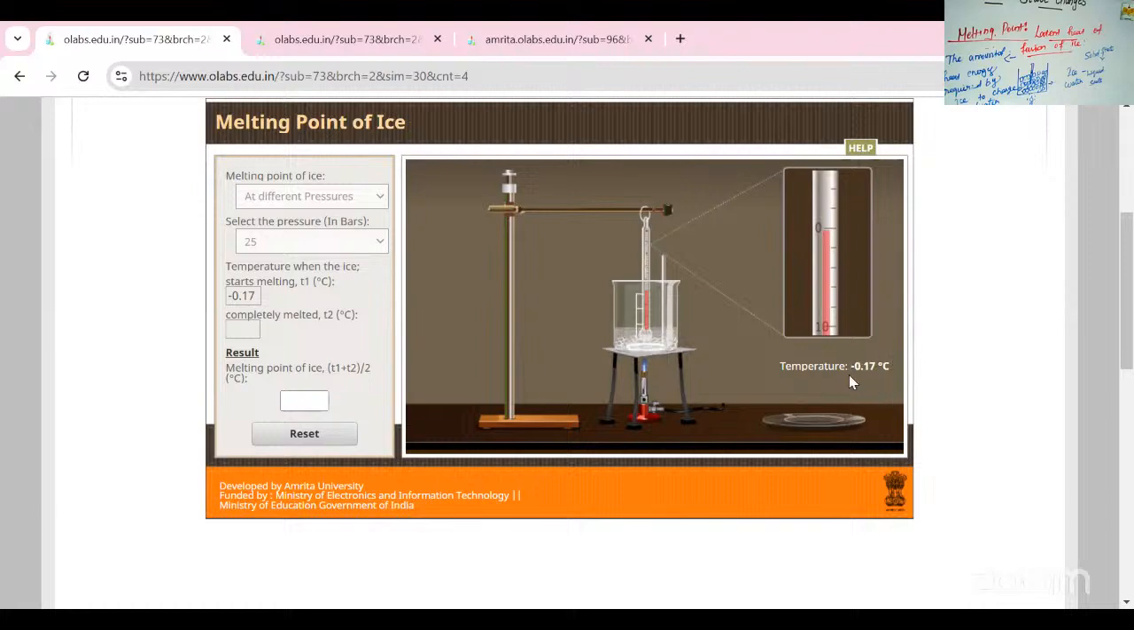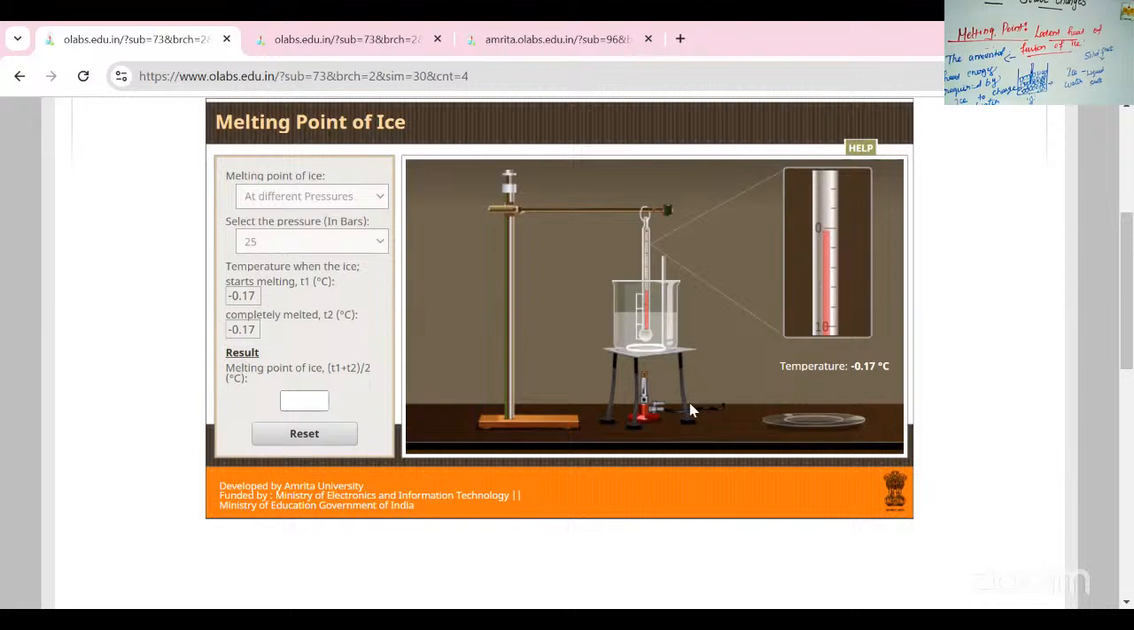Here the temperature is minus 0.17. When the pressure is 1 point I select, at that time it is minus 0.006. Here it is minus 0.17 degrees Celsius. The initial temperature and the temperature at the end of the process are both the same. There is no difference in this place. So this concept is also understood: when we increase the pressure level, the temperature level is decreased.